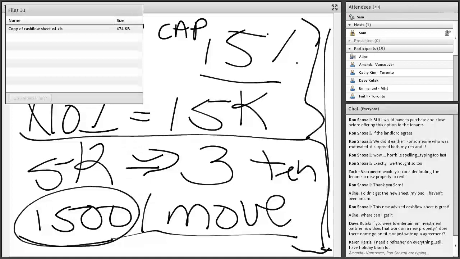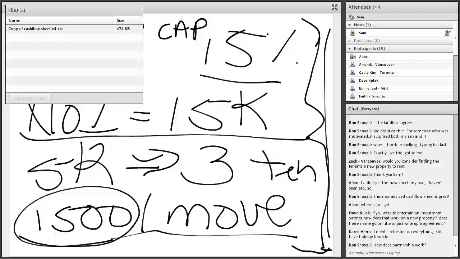So you didn't see the sheet that I had up? Let me bring it up again. What I'm talking about is this sheet here, the cash flow sheet 4 v.4.